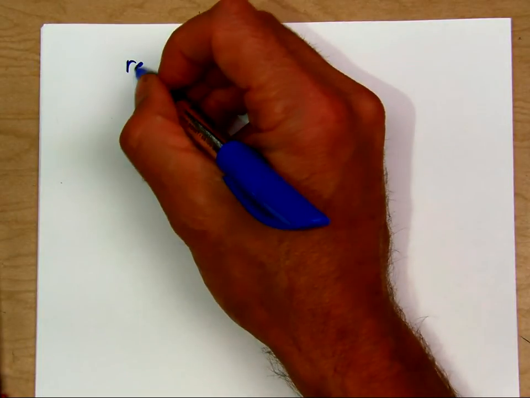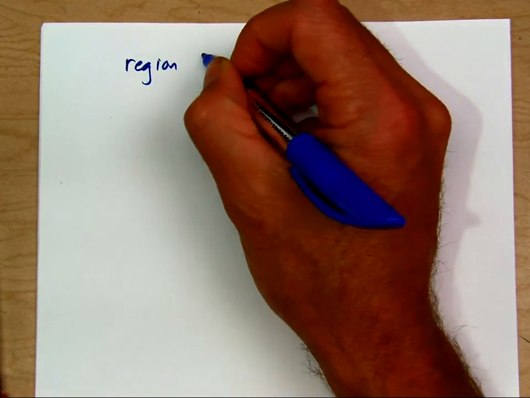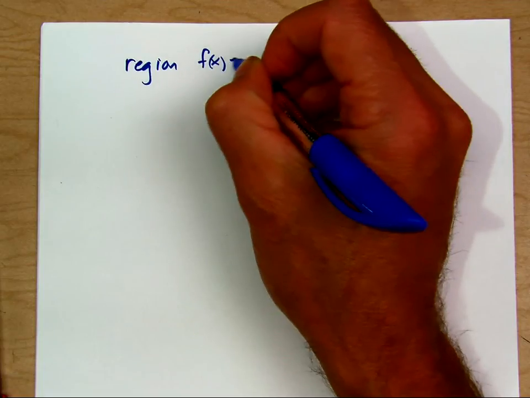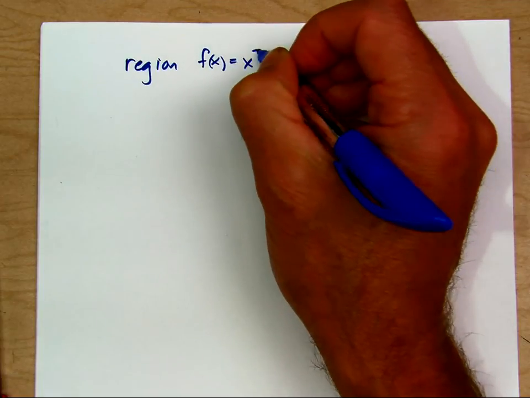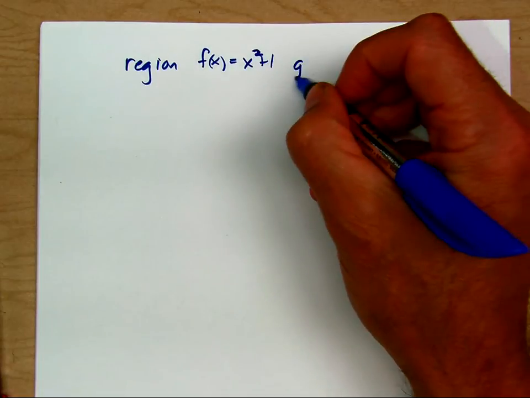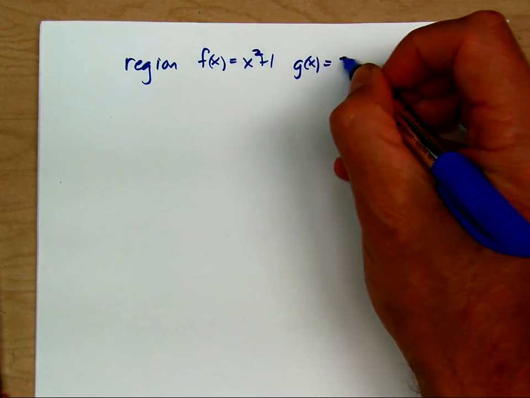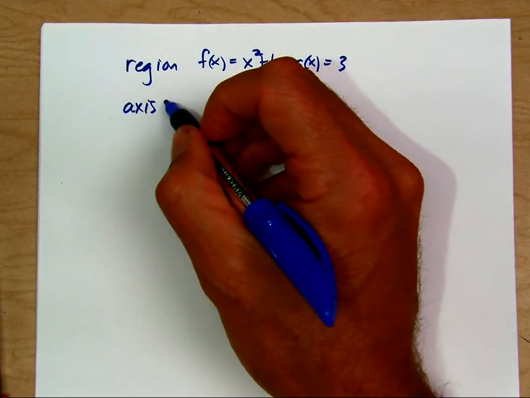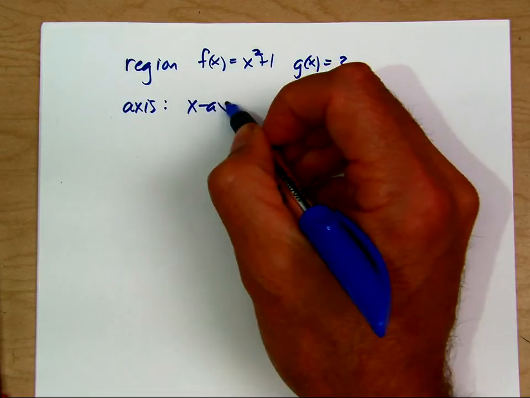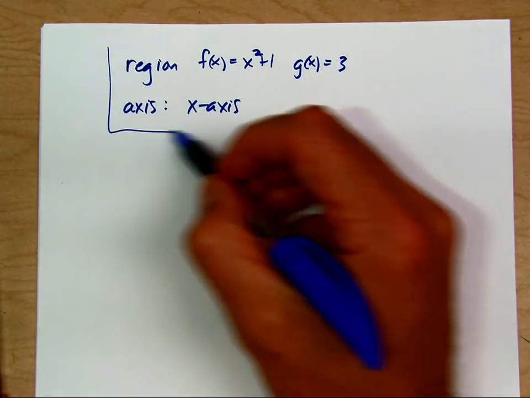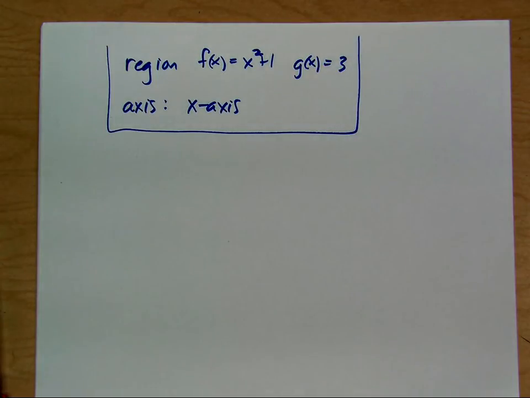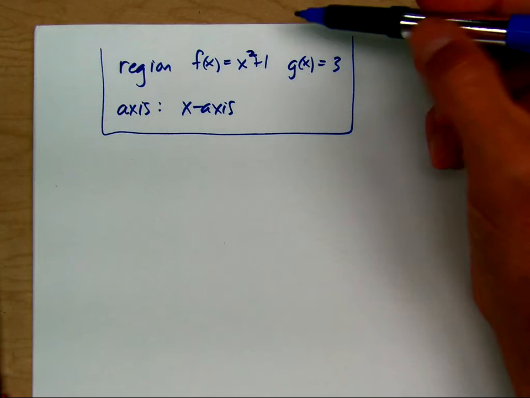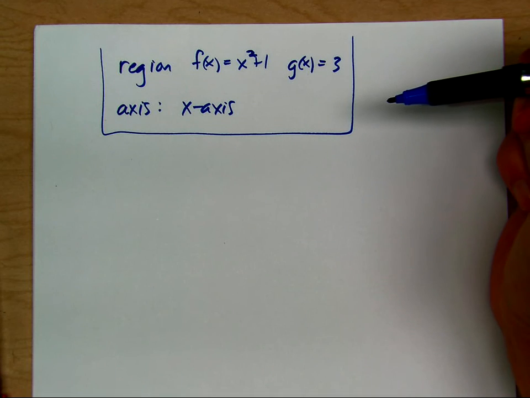Okay, one more example. The region is f of x equals x squared plus 1, and g of x equals 3. The axis is the x-axis. Okay, that's x squared. Pause the video and try this one.